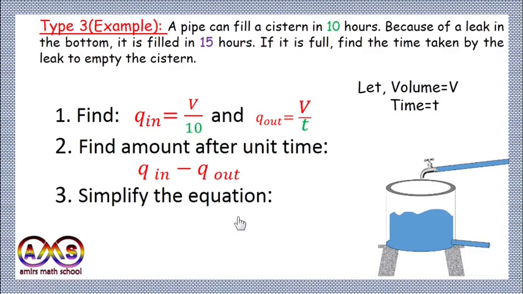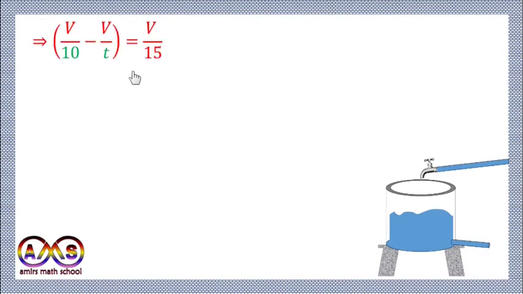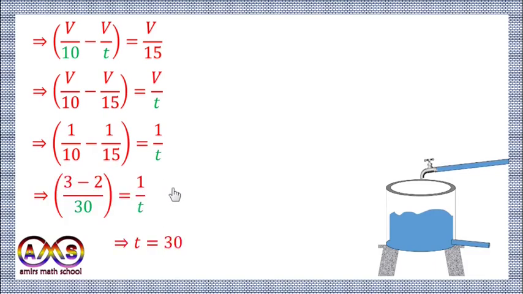And the final equation is: total required time, 15, into Q in minus Q out, which is equal to the volume of the tank. Substitute the value of Q in, V by 10, and Q out, that is V by T. Here, V by T is equal to V. After simplifying, we get the result T equals 30.